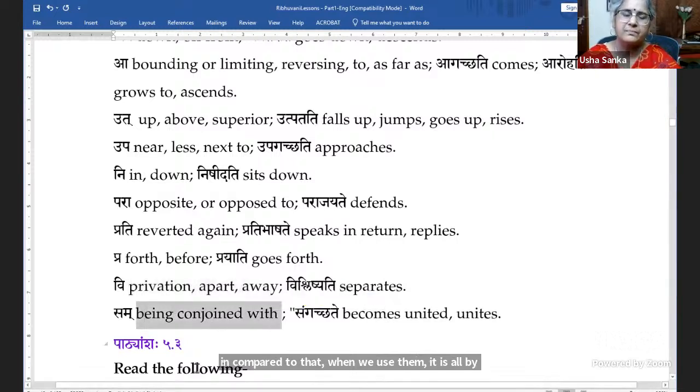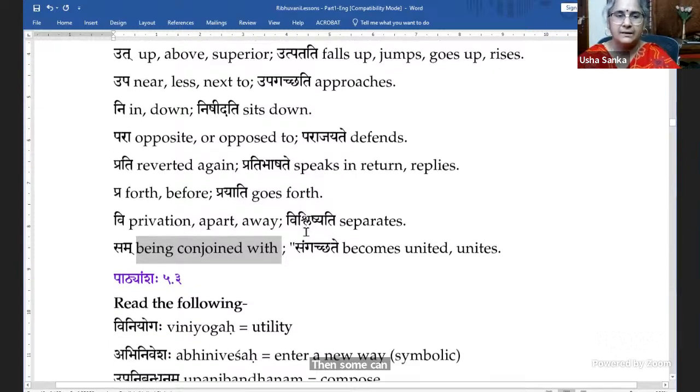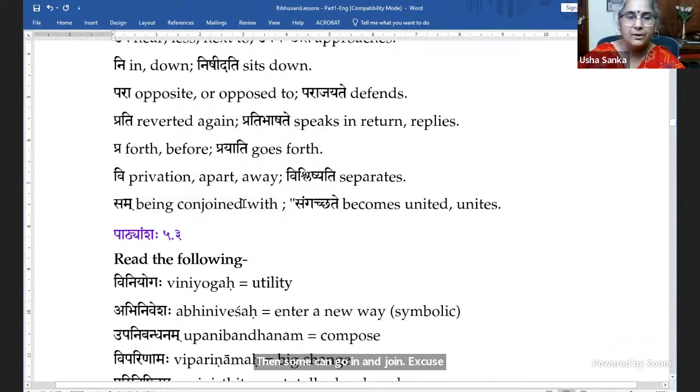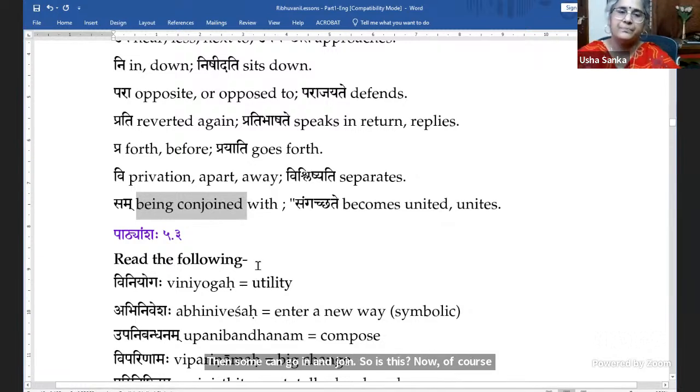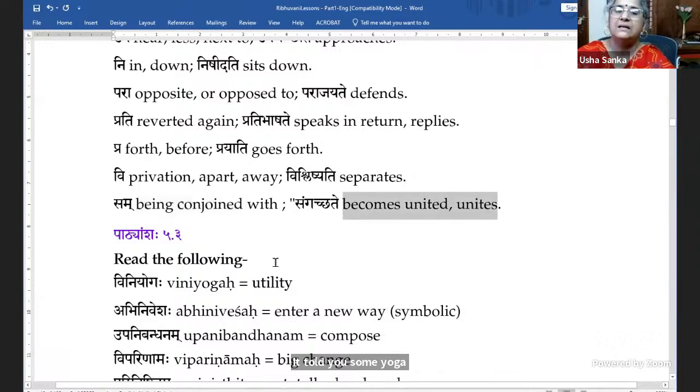Then sam. Conjoined with, okay, samgachati. So these are now, okay, sam being done. I told you some yoga and all. Yeah. So samgachate is goes along with.